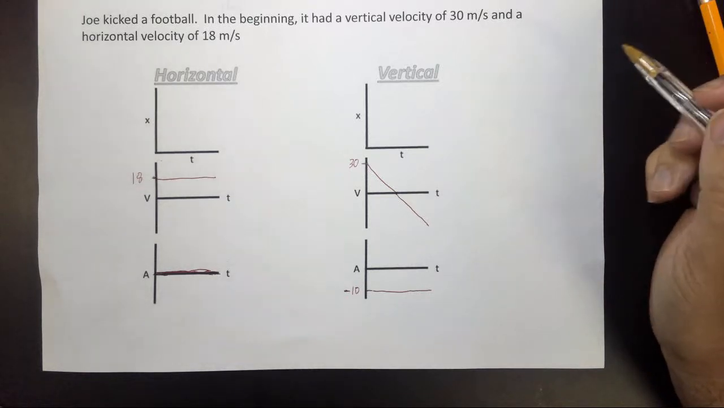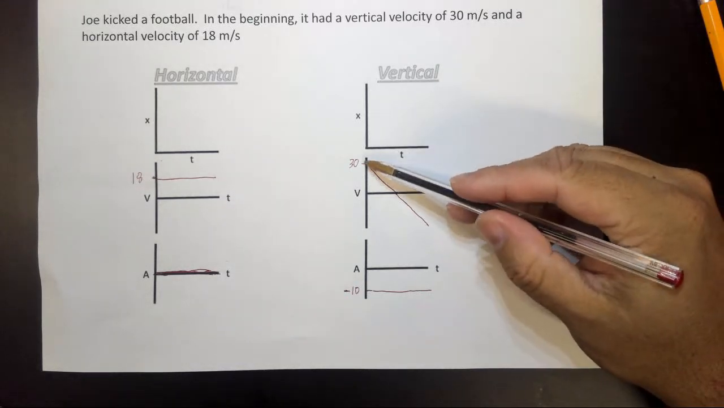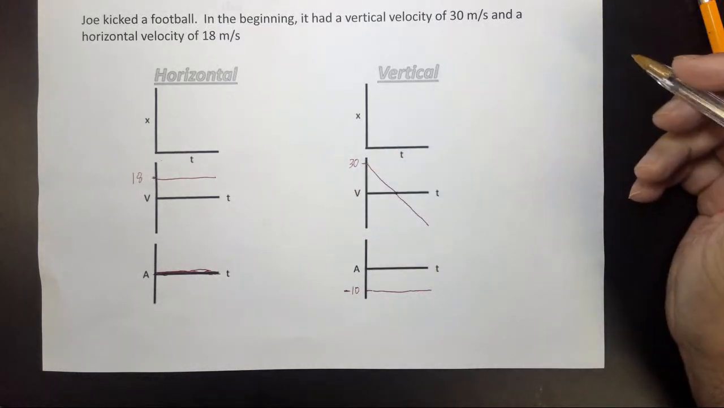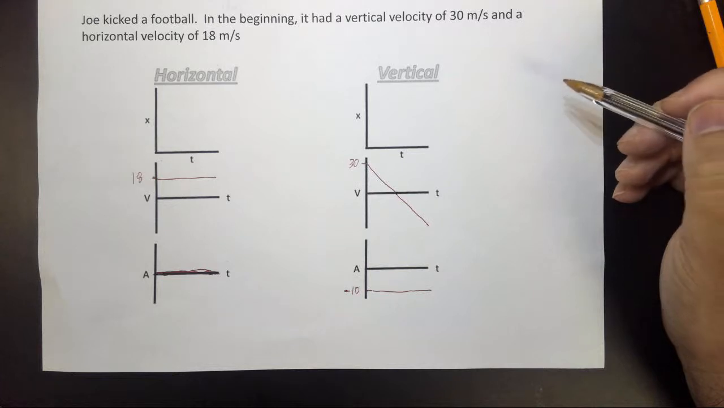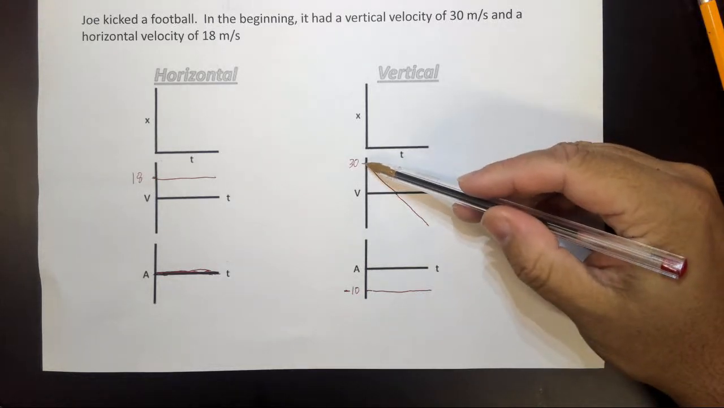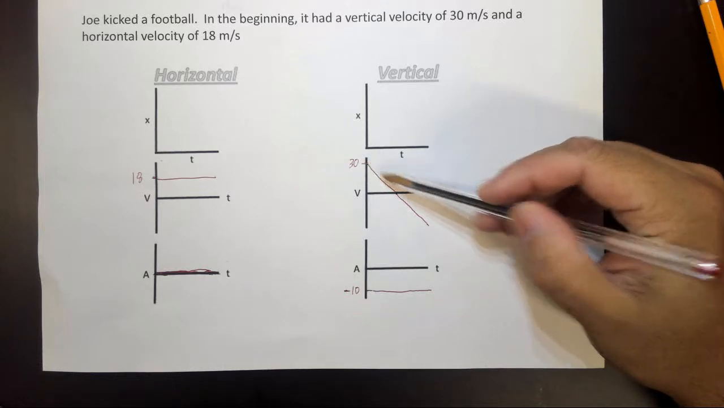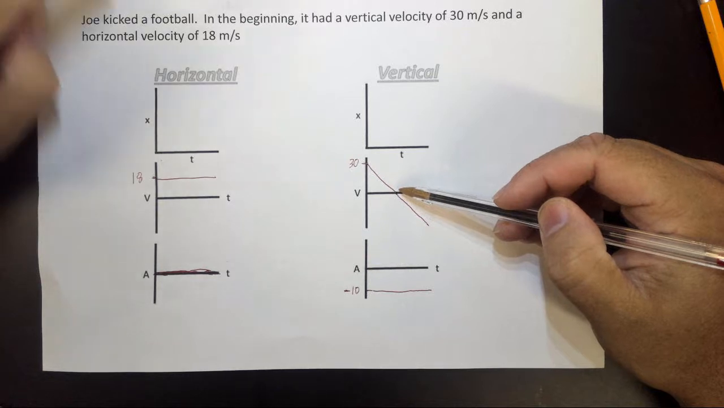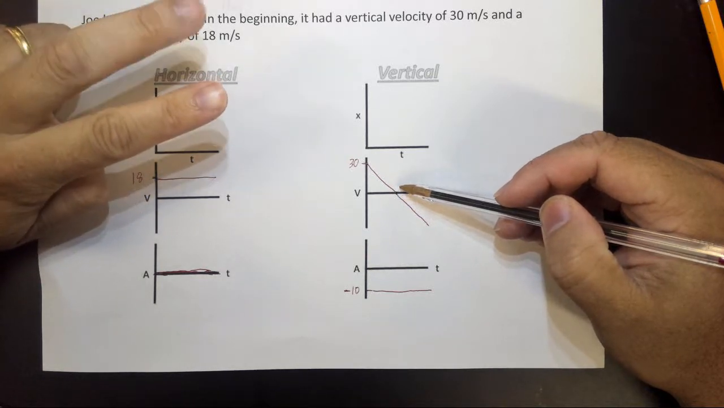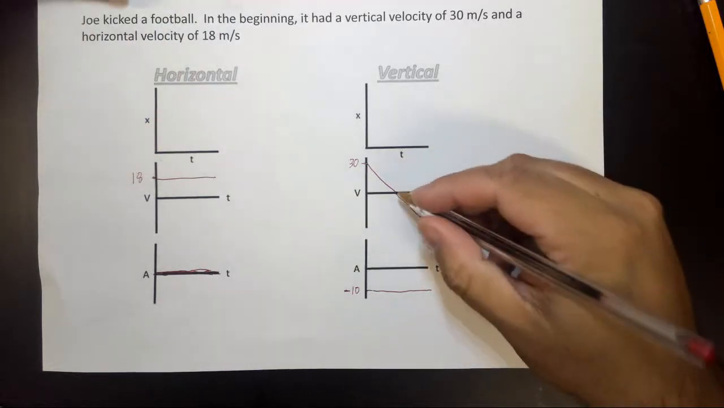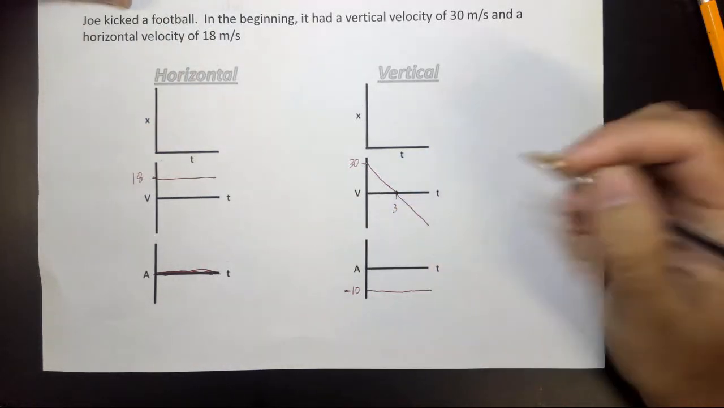Just looking at this vertical velocity graph, we can find out more, because we know that every second that goes by, the velocity will change by -10. So how long would it take to go from 30 to 0? In 1 second, it would go down to 20. Next second, it would go down to 10. At the 3rd second, it will go down to 0. So this would be 3 seconds right here.